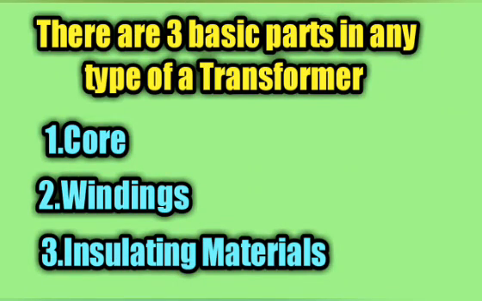Hi everyone. There are three basic parts in any type of transformer. They are core, windings, and insulating materials. For the functioning of those three basic parts, some more additional parts are added to the transformer.